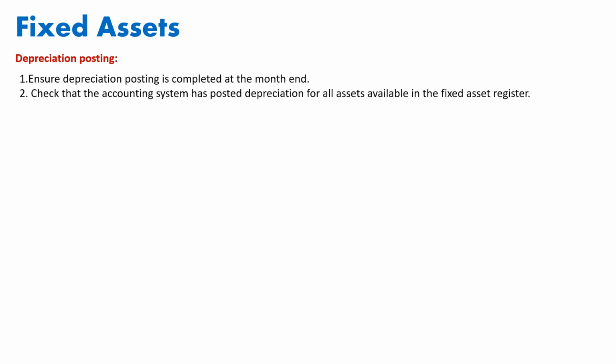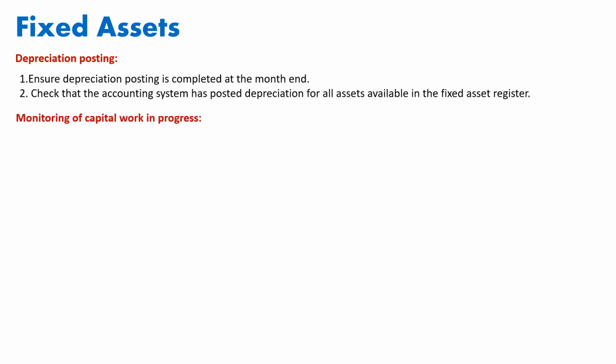Fixed assets, depreciation posting. The R2R team has to ensure that depreciation posting is completed at the month end. Okay, that is very important. It should not happen that you miss the depreciation. And then check that the accounting system has posted depreciation for all assets available in the fixed asset register. It should not happen that there is some bug or error and certain assets are not depreciated.